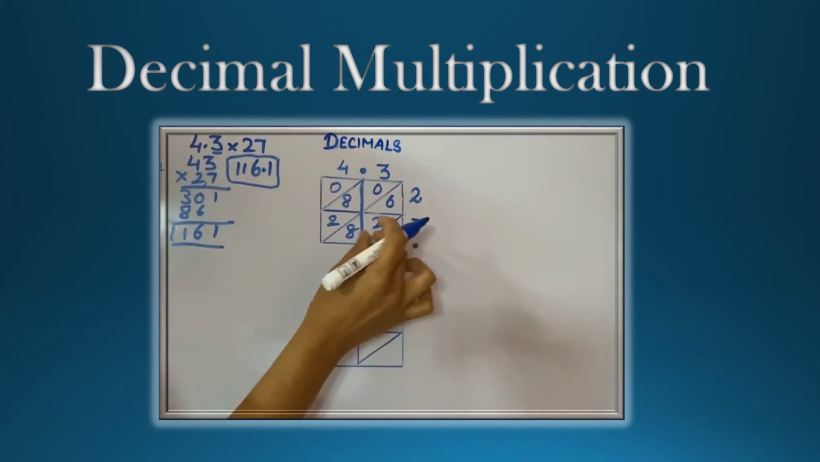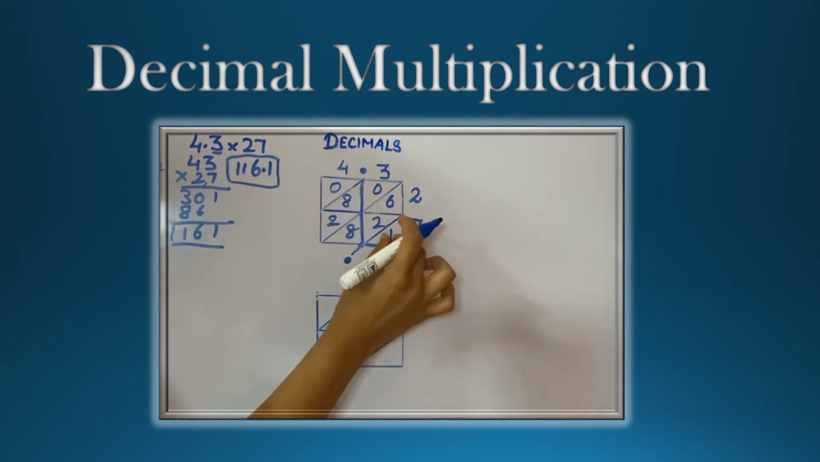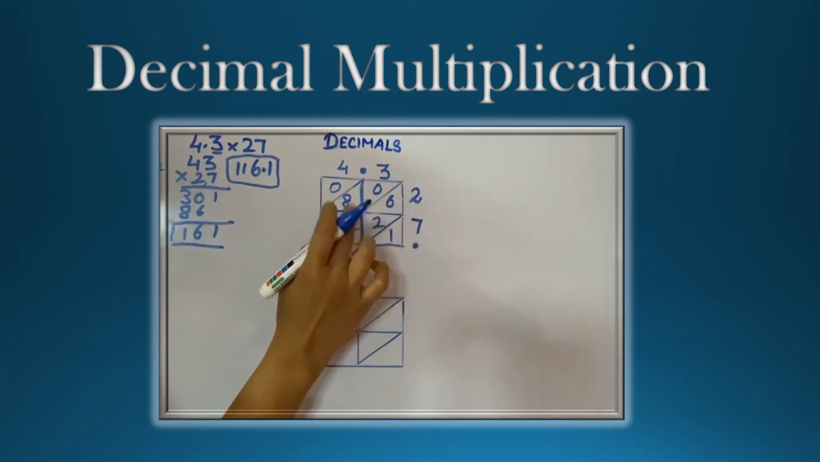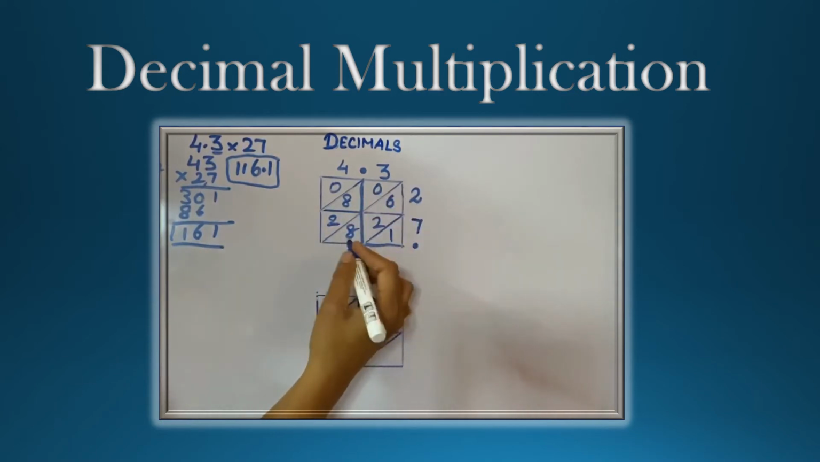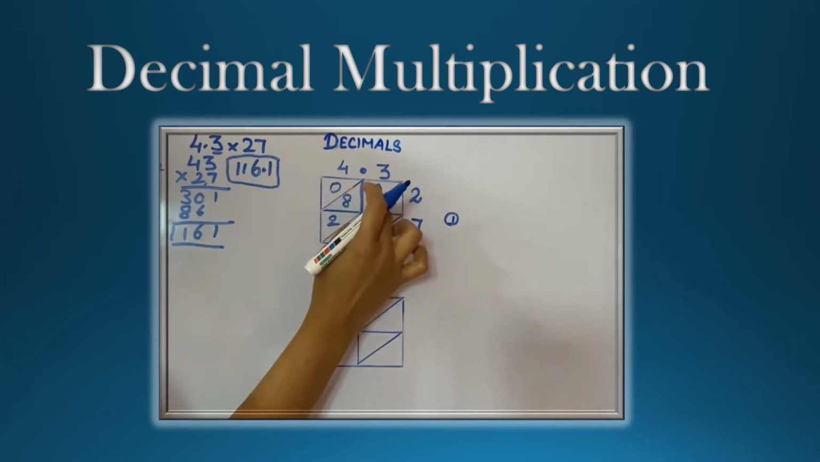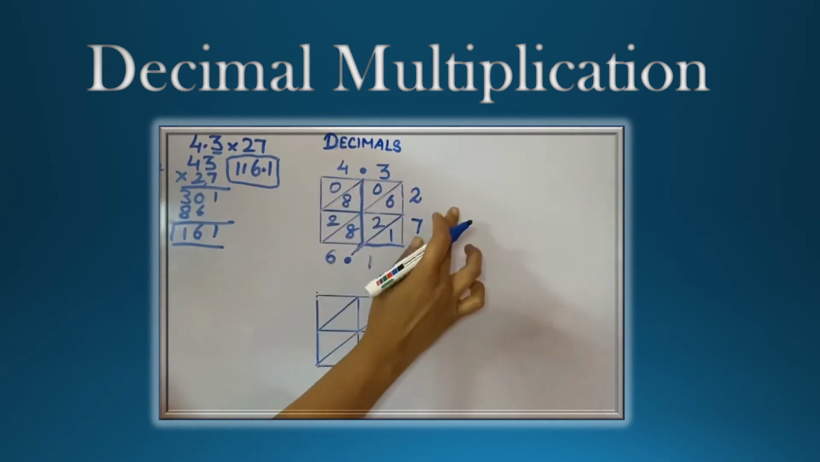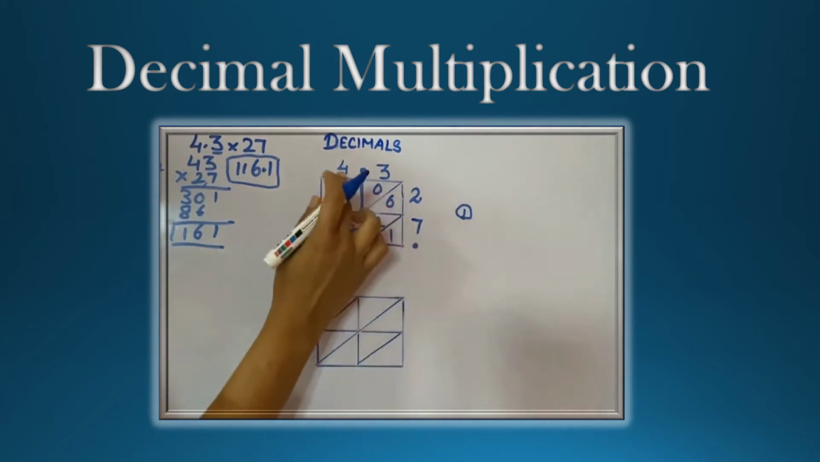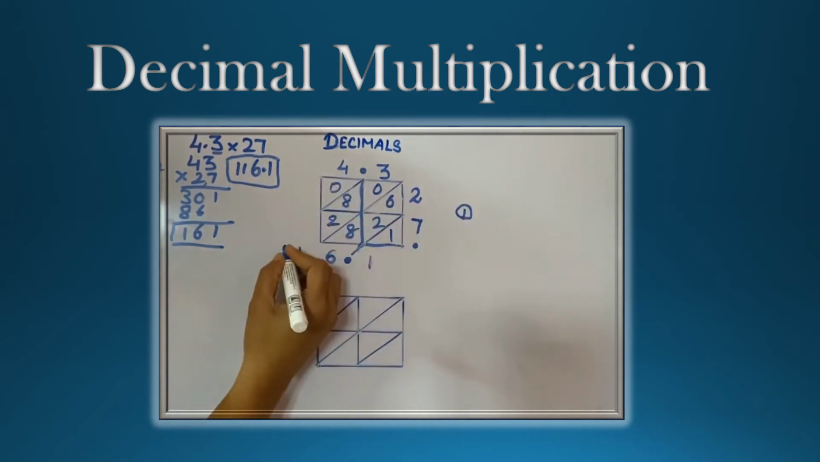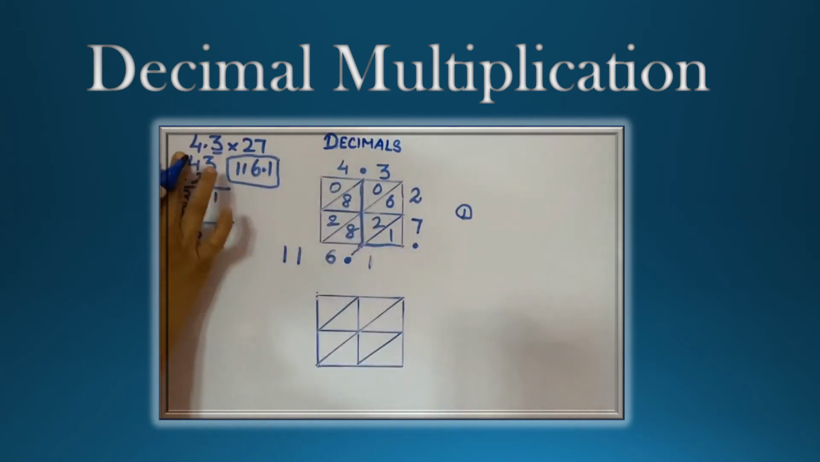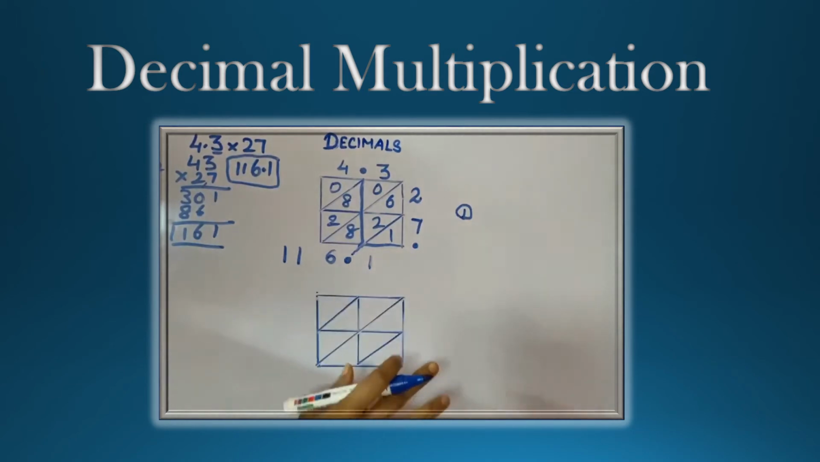Add the numbers in each block and write it. This block has only 1 digit, so 1. This block has 3 numbers, so add everything: 8 plus 2, 10, 10 plus 6, 16. Write 6 here and carry 1. Next, this block has 3 numbers: 0 plus 8 plus 2, 10, 10 plus 1, 11. So straight to this block, it's 1, carry 1. Next, this block has only 0, so 0 plus 1, 1. So the answer of 4.3 times 27, done this way, is the same, 116.1. So this is an alternate way of doing decimal multiplication.